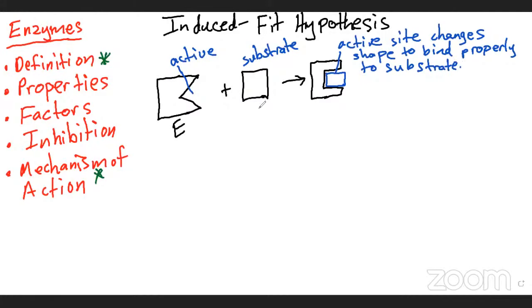So that is the key difference between lock and key and induced fit. Lock and key tells us that the substrate has the specific shape for the active site. So this would be the lock and key. But with the induced fit, the substrate doesn't have the specific shape. But the active site will change its shape to accommodate the particular substrate. So that is the difference between lock and key and induced fit.